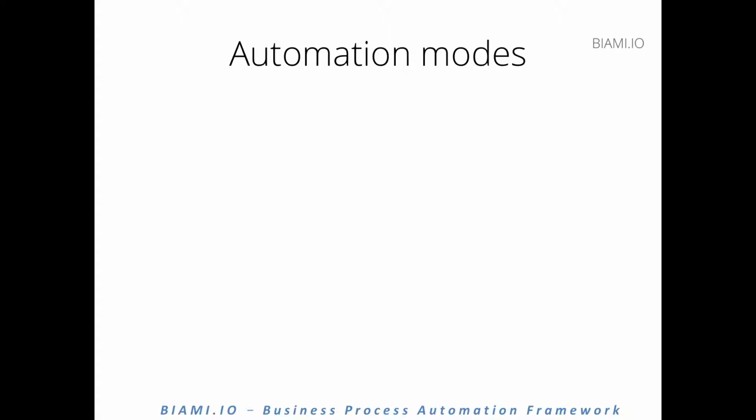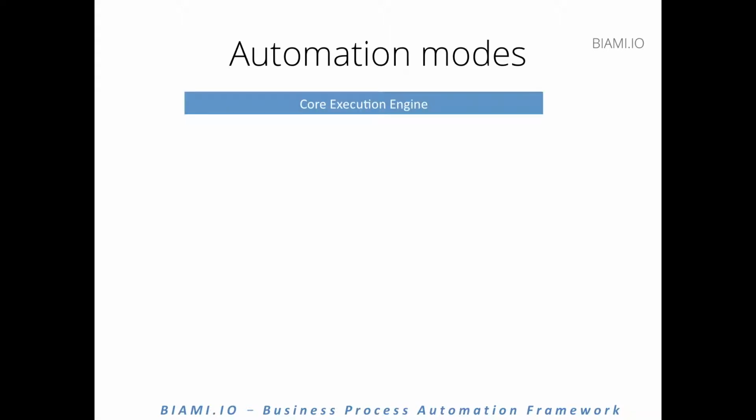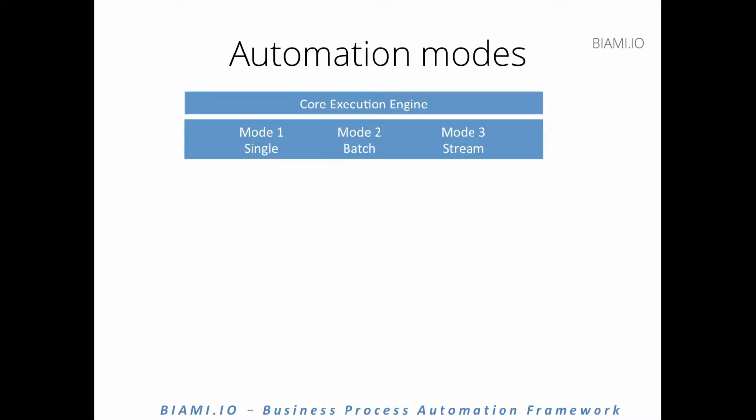So let's have a look at three different automation modes that you have within BIAMI software. Within a BIAMI core, within an execution engine, you can run in three modes. You can request an automation process as a single individual request, in batch mode, or in stream mode. It depends on how your system is architected and what your needs are.